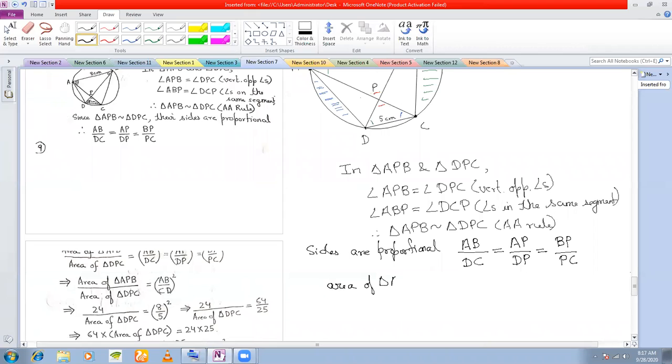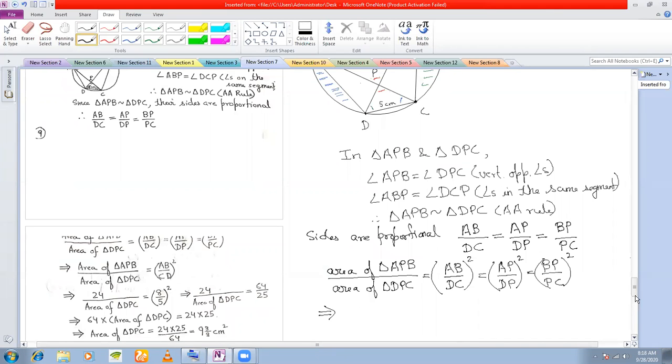Area of triangle APB by area of triangle DPC must be the square of the proportional sides. It must be AB by DC whole square, equal to AP by DP whole square, equal to BP by PC whole square. Okay.